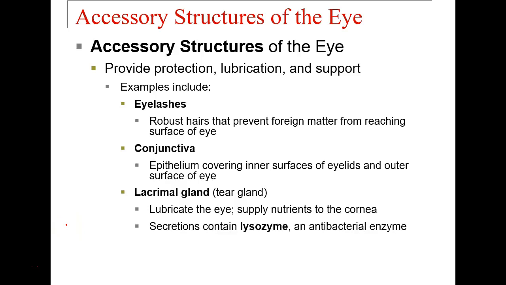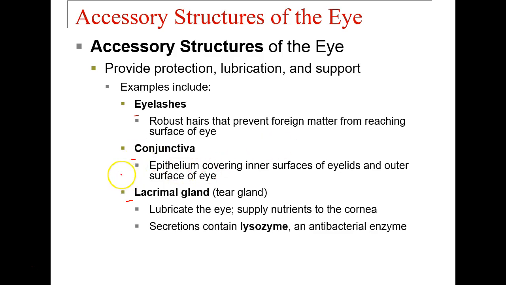Here we will talk about the eye for our special sense. Starting off with some accessory structures, we're going to see eyelashes, conjunctiva, and lacrimal glands. Eyelashes, as you know, are the nice little hairs that we have on our eyelids. These help to prevent any foreign matter from reaching the eye itself.